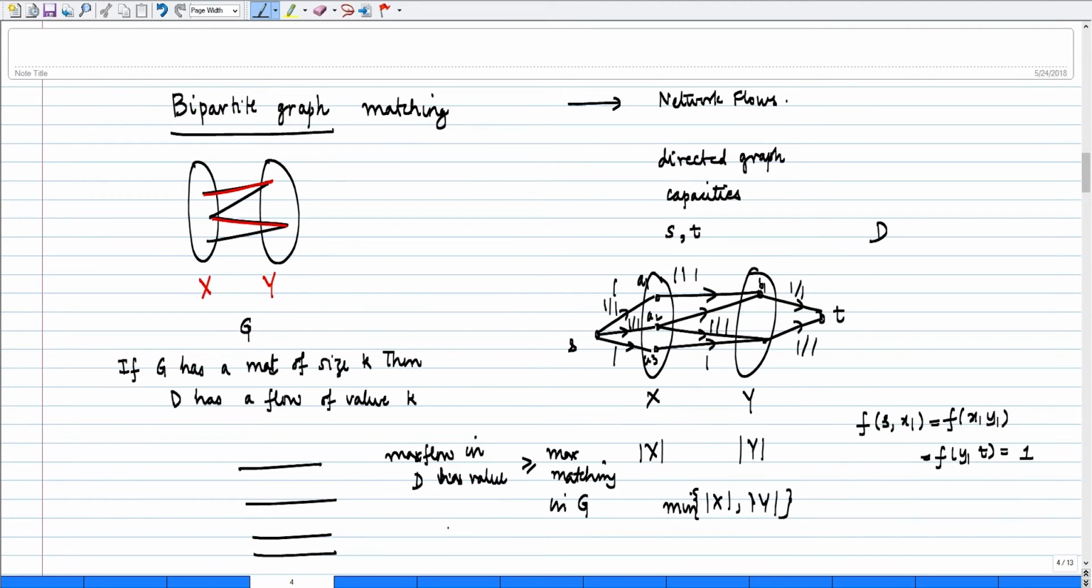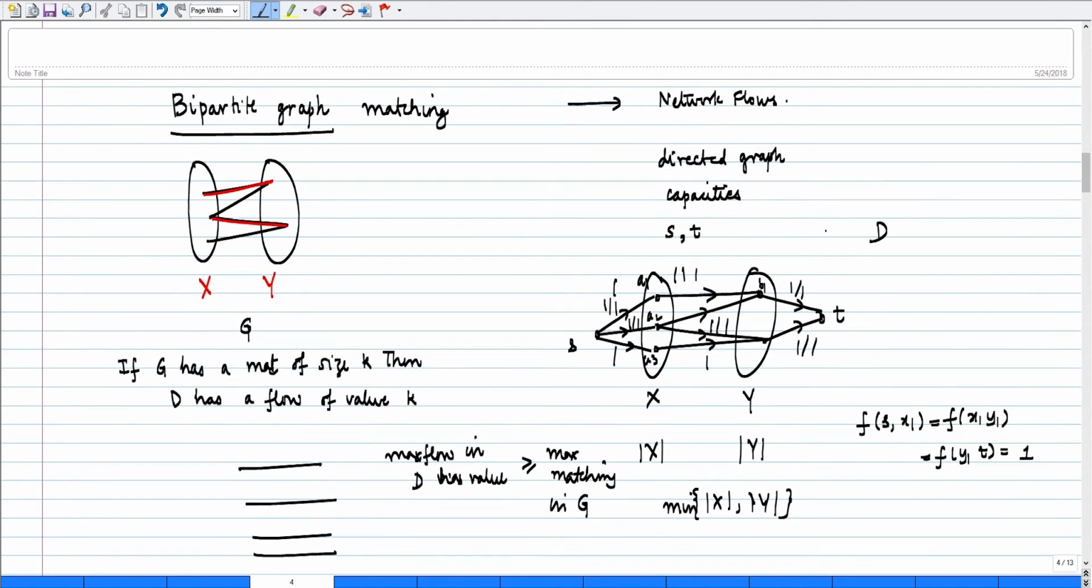If you wanted to show two quantities are equal, it is very easy to show that one of them is greater than or equal to the other and the other is greater than or equal to the first, and if you show both of these inequalities, then you get that they are equal, right? And this is exactly what we are trying to do. So what is the remaining part? If I give you any flow in this network, you must be able to convert it into a matching of the same value, a matching of the same size, right?